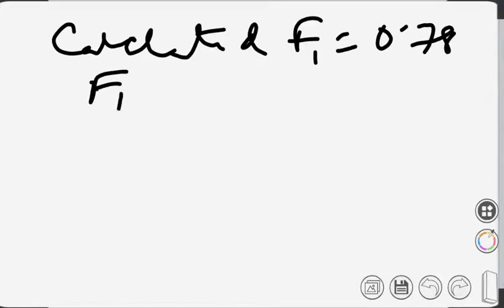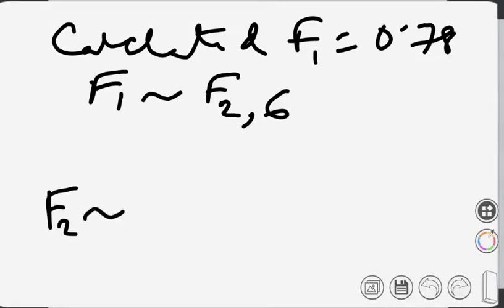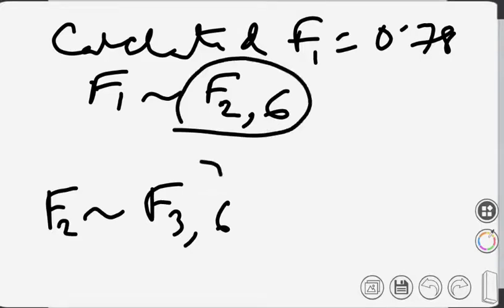F1 follows F distribution with degrees of freedom 2,6, and F2 follows degrees of freedom 3,6. If this gets reversed, then there will be a problem. It has to be 2,6 and it has to be 3,6. Now look at the table. Because there are 3 rows, r minus 1 is 2, so 2,6 it has to be. If you get this wrong, there will be a problem.